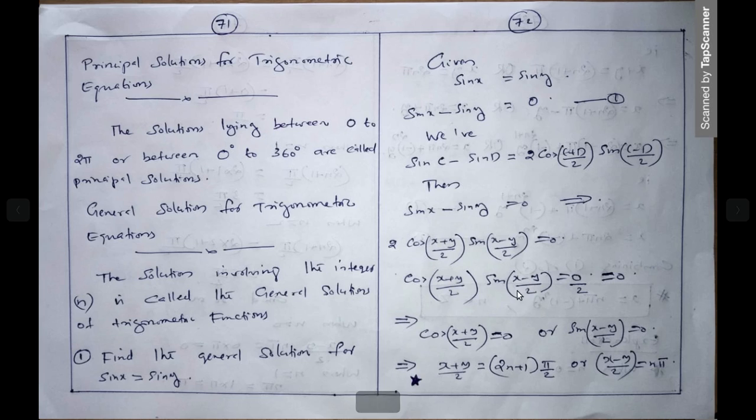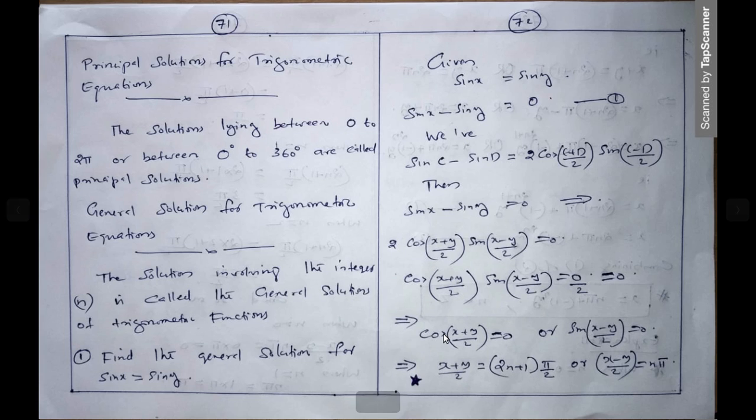When we are multiplying two numbers and the answer is 0, any of them will be 0 or both of them will be 0. So either cos (x plus y) by 2 equal to 0, or sin (x minus y) by 2 equal to 0, or both are 0. Then cos (x plus y) by 2 equal to 0 means (x plus y) by 2 equal to (2n plus 1) into pi by 2.